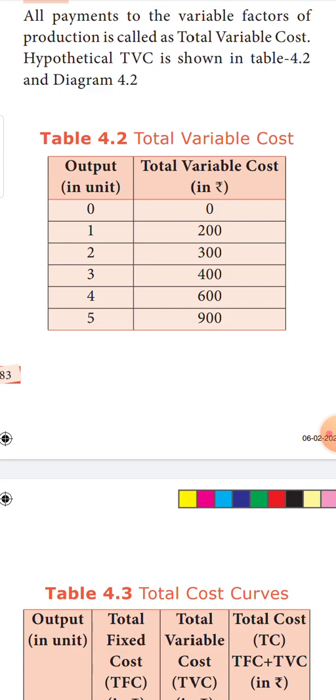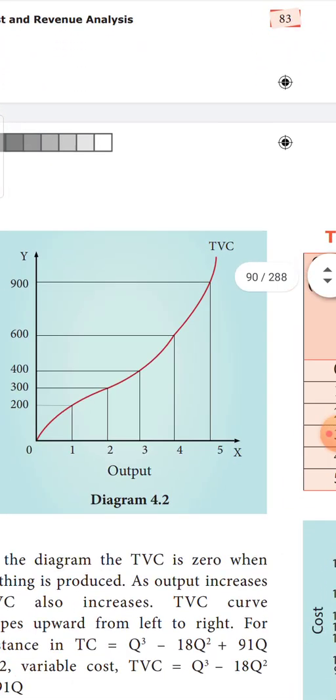As output increases, you can observe that total variable cost is also increasing. If 5 units of output are produced, 900 units of raw material are used. So the nature of variable cost is that as output increases, variable cost also increases. When output is 0, variable cost is also 0. Now let us go to the graph.